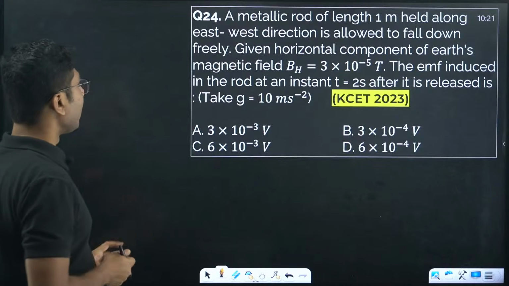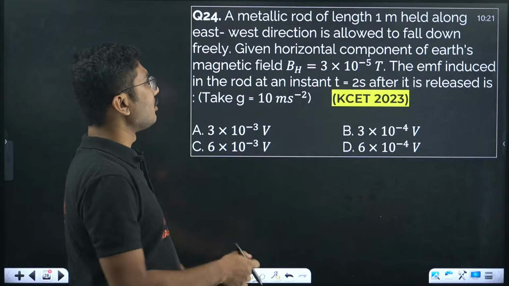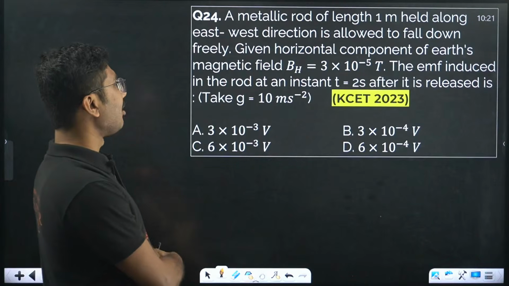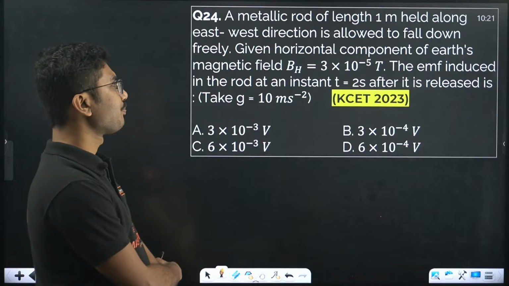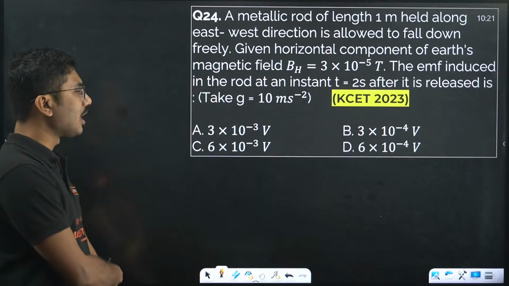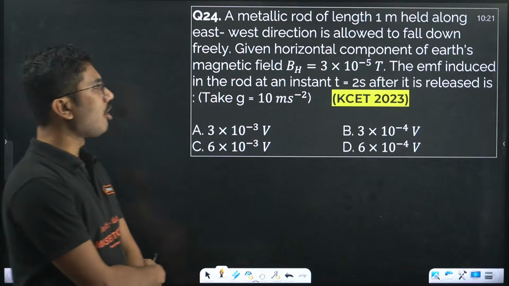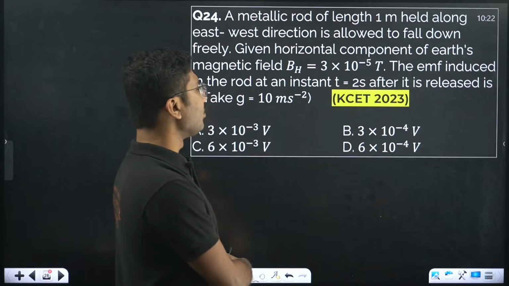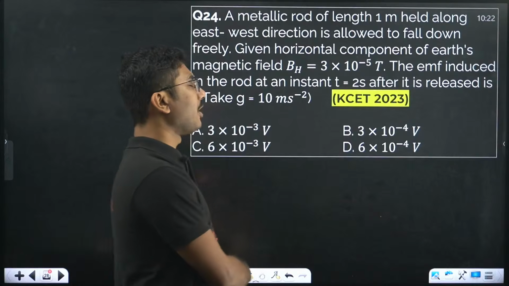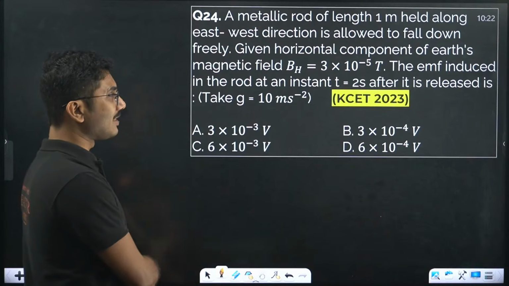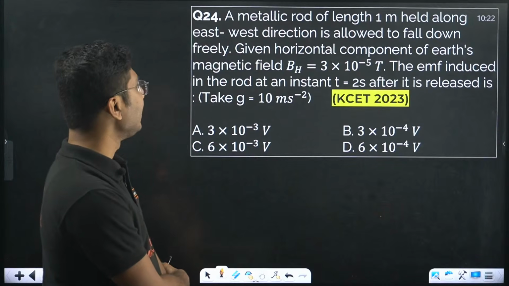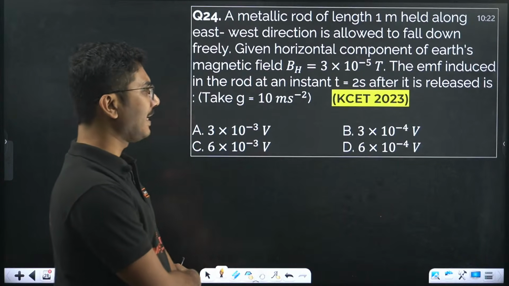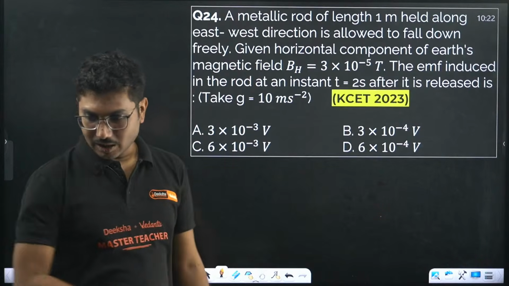Now next, a metallic rod of length 1 meter held along east-west direction is allowed to fall down freely. Given the horizontal component of Earth's magnetic field BH equals 3 into 10 to the power of minus 5 Tesla, find the EMF induced in the rod at an instant t equals 2 seconds after it is released.